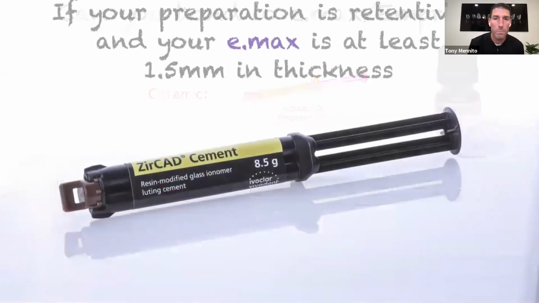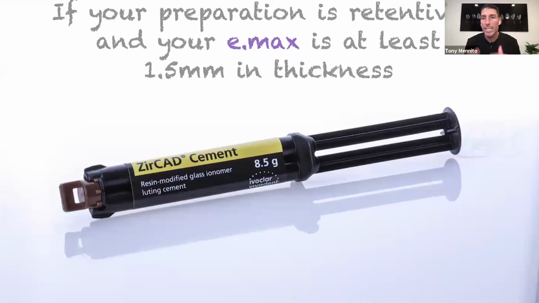It's a bonus tip. All right, now, what if your emax preparation is retentive? It's the kind of prep that they taught us in dental school, where we have 1.5 millimeters of thickness, we have 4 millimeter axial walls, and we've got ideal taper. You can absolutely use an RMGI cement like ZirCAD cement to put that restoration on. Only for emax though, not for Empress. Empress must be bonded. Okay, so keep that in mind.